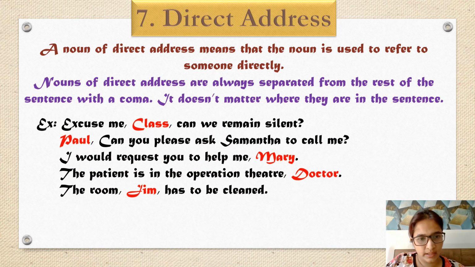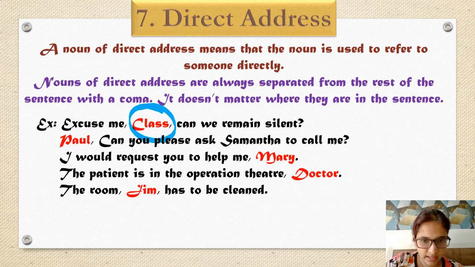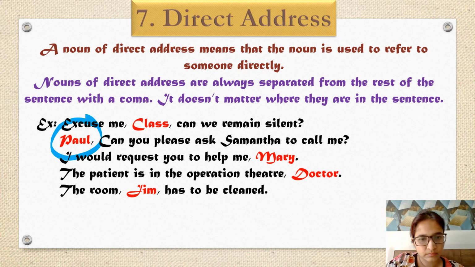Okay, let's see the example. Excuse me, class, can we remain silent? So the teacher here is saying excuse me, and then she is addressing the class, can we remain silent, and we separate it with two commas. Okay, then Paul, can you please ask Samantha to call me? So Paul here becomes the direct address.